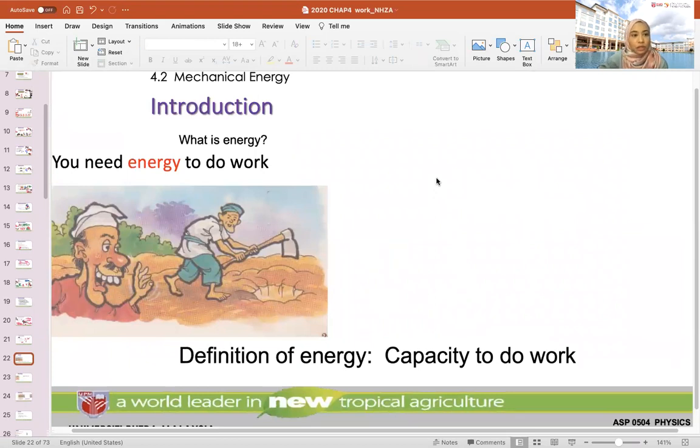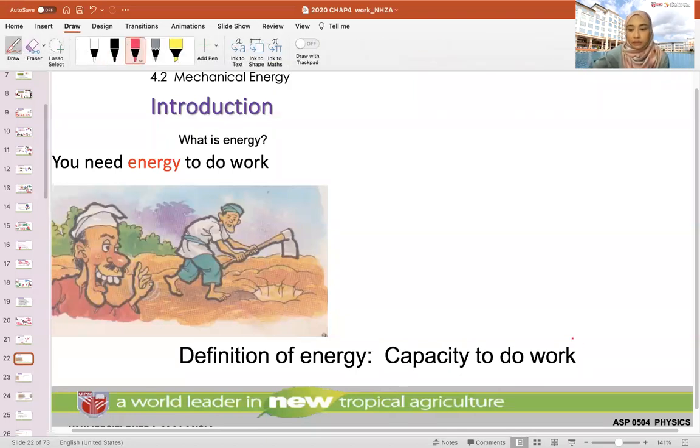Okay, so now we go into our next subtopic. Just now we learned about work done and its example. So now we're talking about mechanical energy. What is energy? Energy is the capacity to do work. So it has the same units as work done, Newton meter or joules. Energy also has the same units, Newton meter or joules. So they are the same, but energy is the capacity to do work. So you need energy for you to be able to do work.